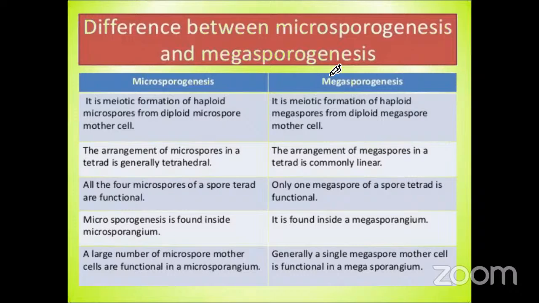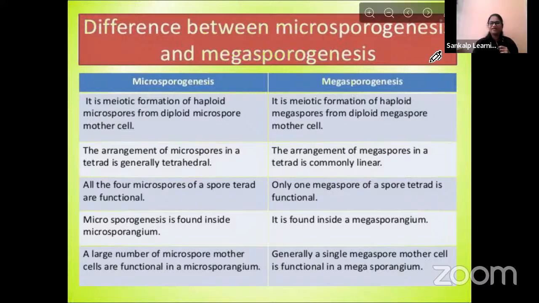Microsporogenesis is found inside the microsporangium. Megasporogenesis is found inside a megasporangium. A large number of microspore mother cells are functional in a microsporangium. Generally, a single megaspore mother cell is functional in a megasporangium.